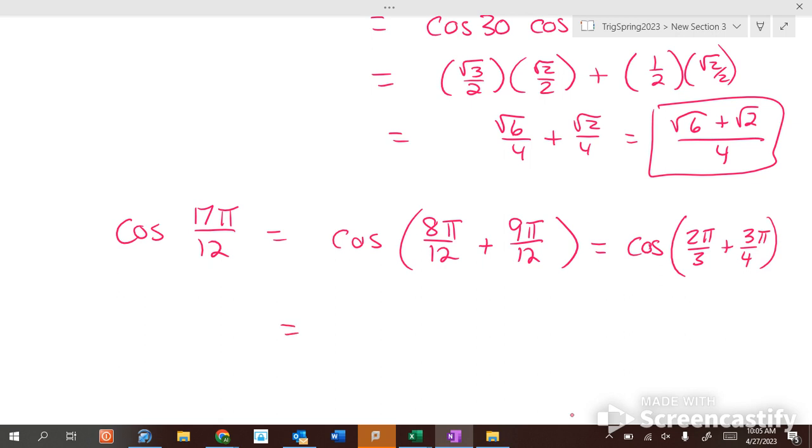So we're taking the cosine of 2 pi over 3, cosine of 3 pi over 4. If this is a plus, then the sign is a minus. Sine of 2 pi over 3, sine of 3 pi over 4.